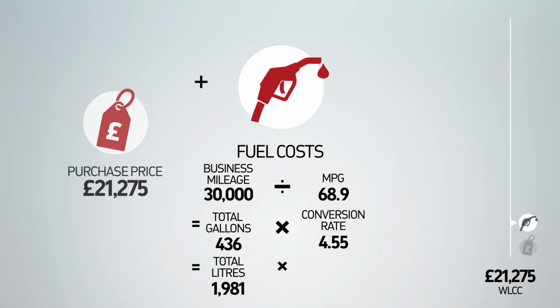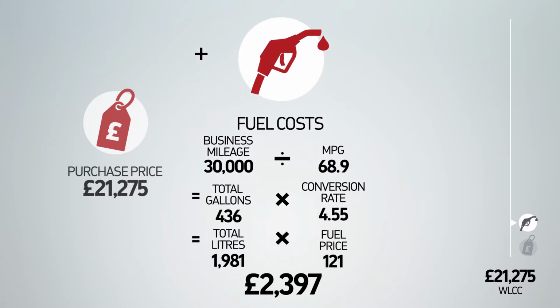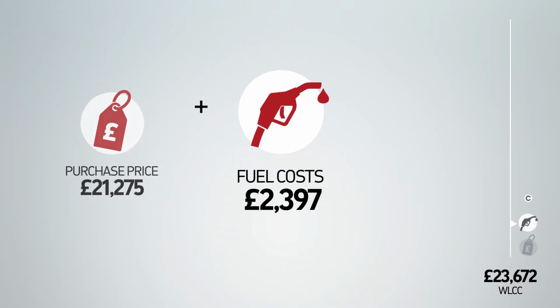1,981. Finally, you multiply the total litres used by your fuel price. For this example, we have assumed a national average diesel price of 121 pence per litre. This results in a total fuel cost for this example over 30,000 business miles of £2,397. Your total whole life cost figure, shown in the bottom right, is now £23,672. It will be important to keep an eye on this figure as we go.